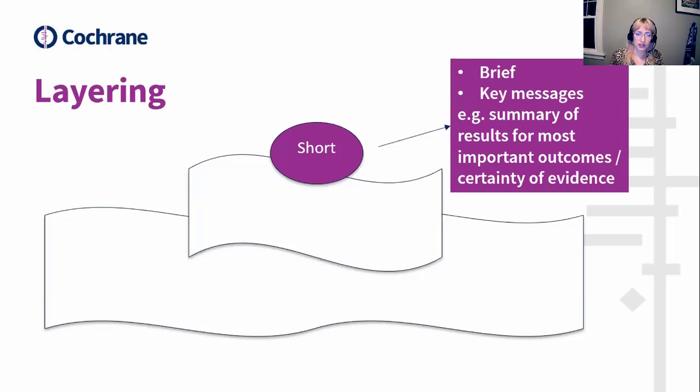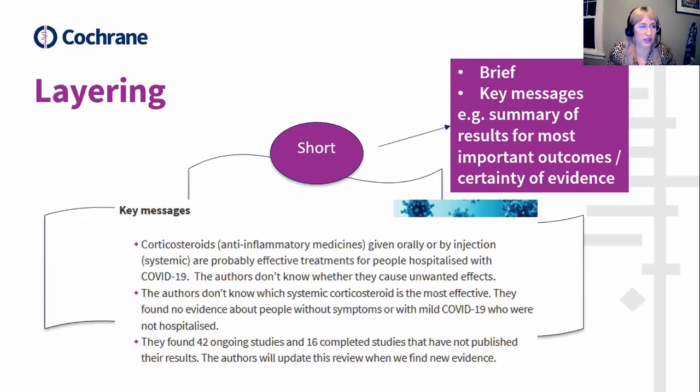It needs to be short and it needs to just have your key messages. So in a Cochrane review context, that should be a brief description of the results for all the most important outcomes and an indication of the certainty of evidence. Most audiences aren't likely to want the details on the methods in the top layer. So as an example, it could be a bullet point list of key messages.